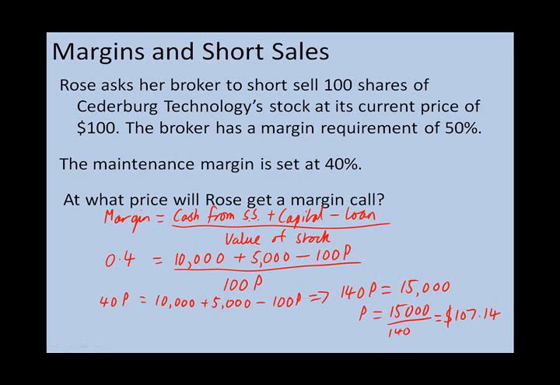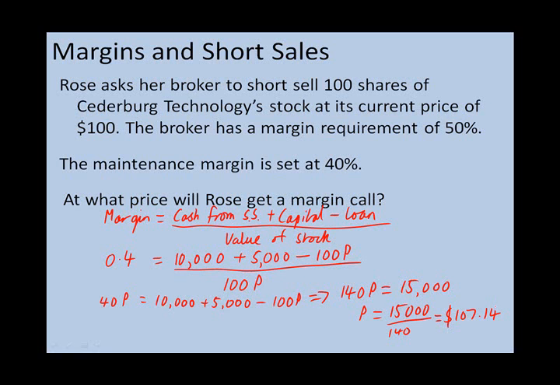So Rose will receive a margin call if the price of Cedarburg Technology stock rises to 107.14. At that point, Rose will have to either put in more cash or the brokerage will buy back the stocks on Rose's behalf until the margin rises to an acceptable level.